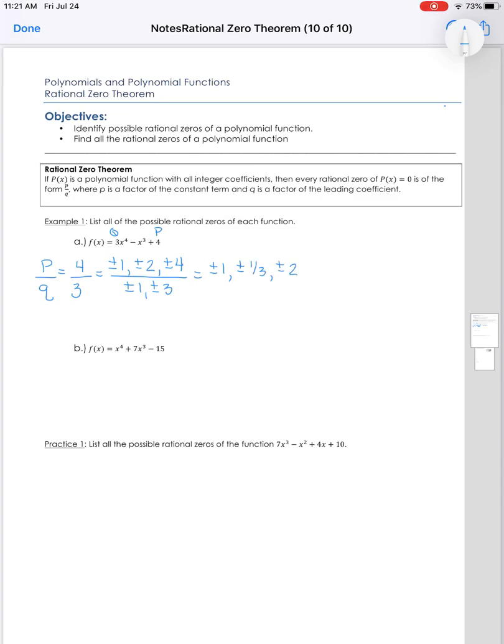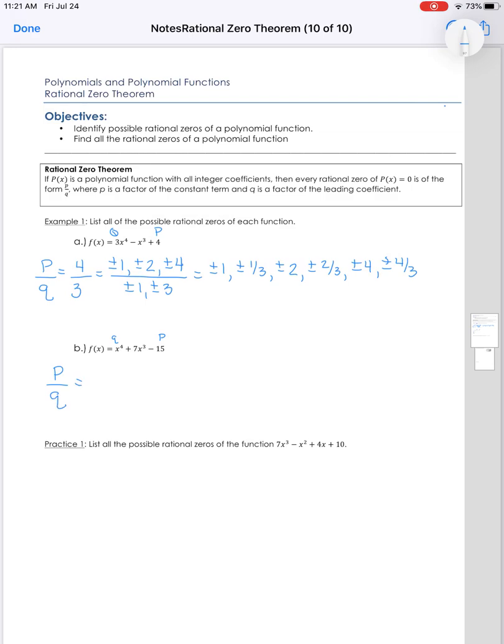Now for 3, 3 is prime. So we only need 1 and 3. And when we say all possible, that means every combination. So you're going to basically put each number over the other. So if I start with 1 in the numerator and put it over 1, I get plus or minus 1. If I put 1 over 3, I get plus or minus 1/3.